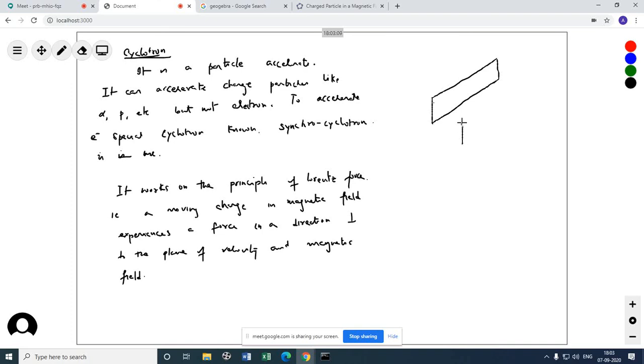Whatever I'm saying, these things will be recorded, so you can use it later to make the notes from here. I'm not going into detail, okay?